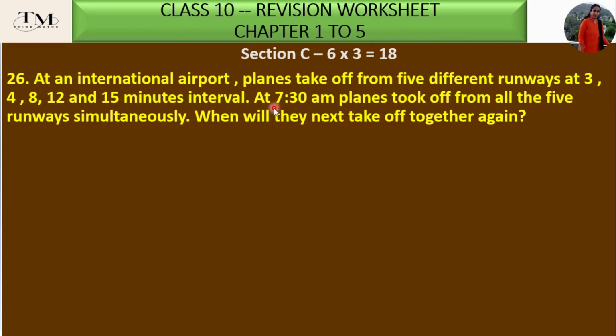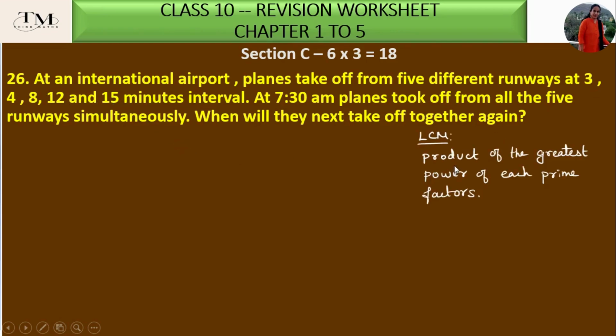So we have to find out the next time. Next time means it will be greater than 7:30 a.m. If the answer is greater, then we have to find the LCM. If it is lesser, then you have to find the HCF. Now the problem is to find the LCM of these 5 numbers. What do you mean by LCM? It is nothing but the product of the greatest power of each prime factor.